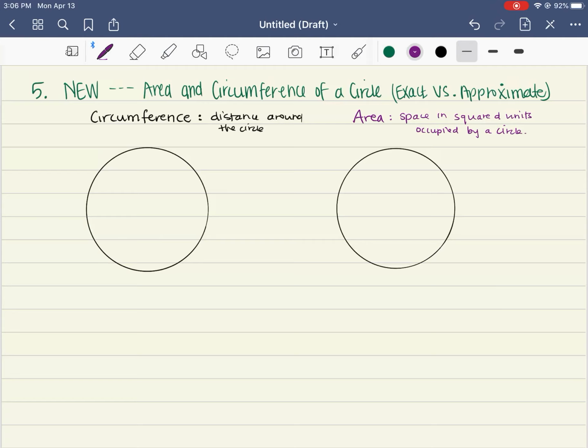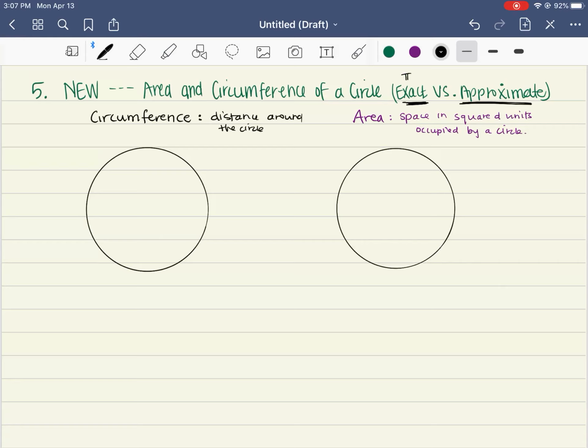11. And it's assumed that we've memorized these area and circumference formulas. So let's go through and just talk about them really quick. You're going to practice them today. Also, specifically, you're going to look at exact versus approximate form as well.